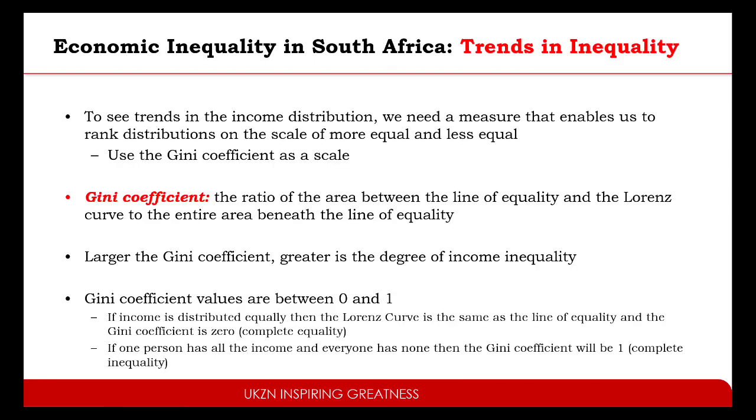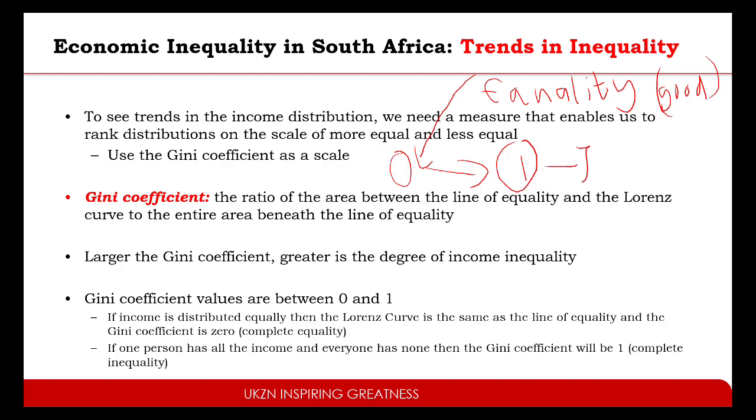Now what is the Gini coefficient? So you look at the Lorentz curve. Instead of looking at the Lorentz curve, it can give a number. The number starts from 0 and ends at 1. What does 0 mean? 0 means equality. So everyone is equal. This is good. 1 means inequality.